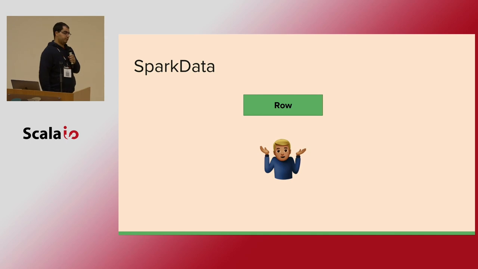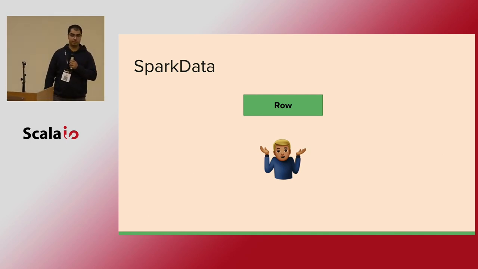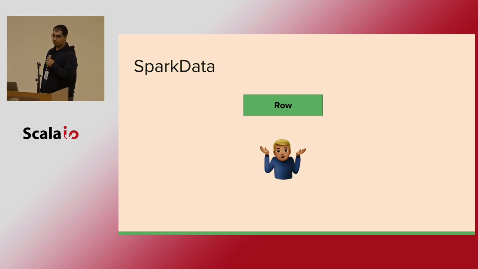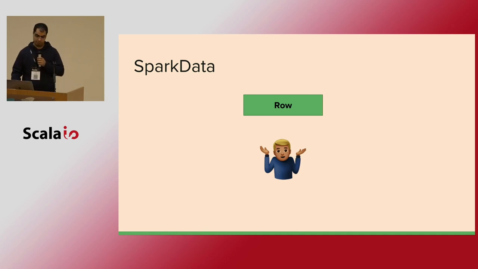Spark data is pretty much straightforward. It's an array of Any. You don't know exactly what you're handling. You've got a Row, which is basically not exactly a wrapper of an array of Any. It's extending an array of Any, which is in the letter.